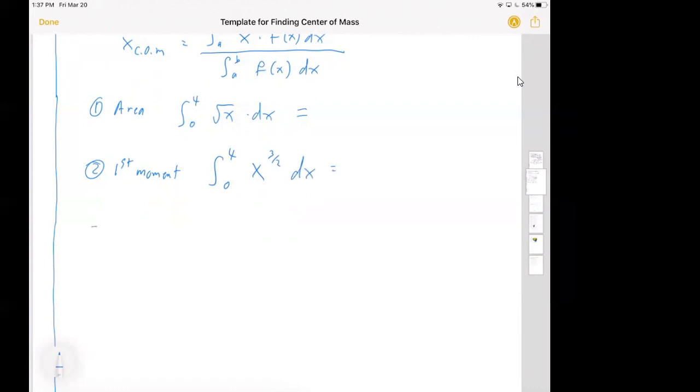The third step is simply to take those two answers and to get the x value of the center of mass by taking the numerator, which would be the first moment, and dividing that by the denominator, which is the area. So I'm going to pause the video and do the calculations. You can just, on your calculator, directly enter numerical integral and get the values, and I'm going to do that right now.